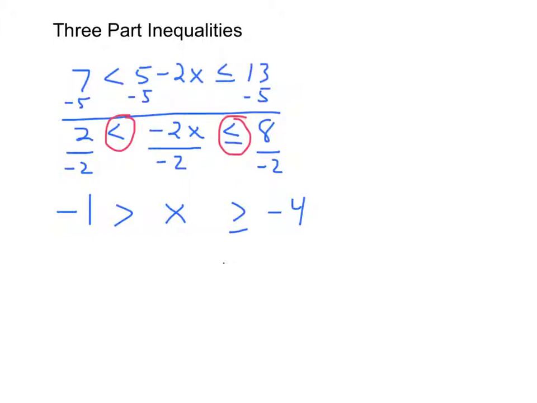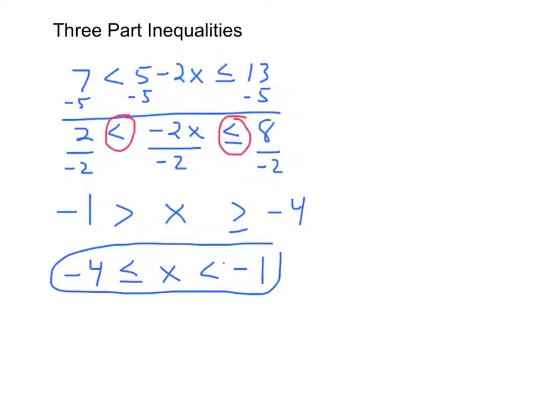Now the answer kind of ends up backwards here because we had to reverse our symbols. So we want to try to rewrite this the other way around with negative 4 coming first, and then kind of read it from right to left. So negative 4 is less than or equal to x, which is less than negative 1. So I'm going to rewrite it in the other order. When you rewrite it in the other order, notice that requires switching the symbols as well. And so that would be your inequality solution.